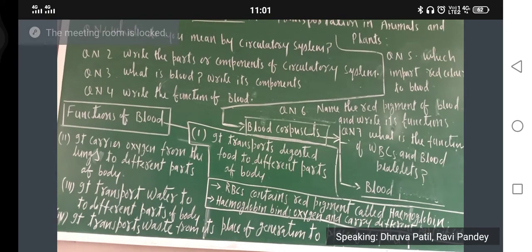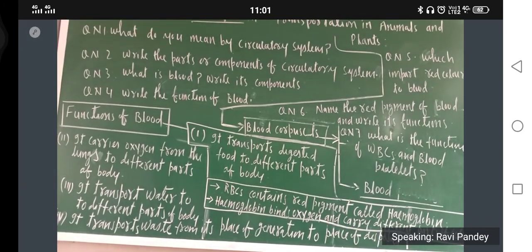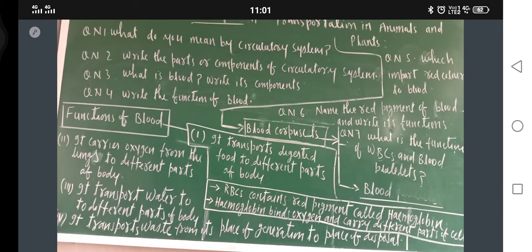Yes. Now I will explain you. Which impart red color to blood? Hemoglobin imparts red color to blood. Hemoglobin.